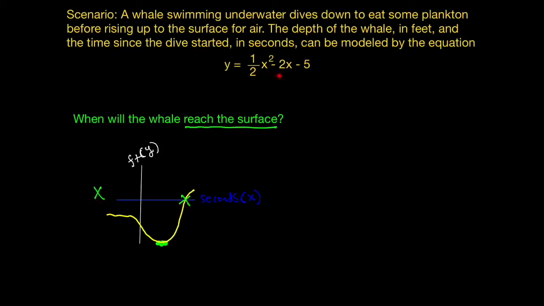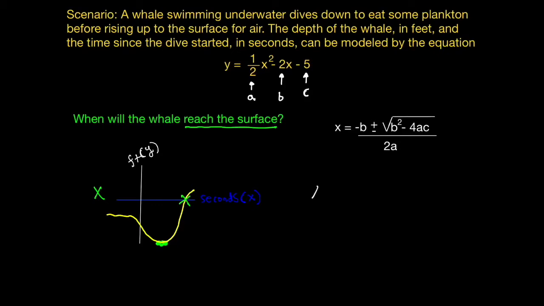So I am going to solve this quadratic equation using the quadratic formula, and I'll get the bigger of the two. That's going to represent when the whale reaches the surface. To apply the quadratic formula, I'm going to label the a value, the b value, and the c value. And now I'm going to plug them into my formula.